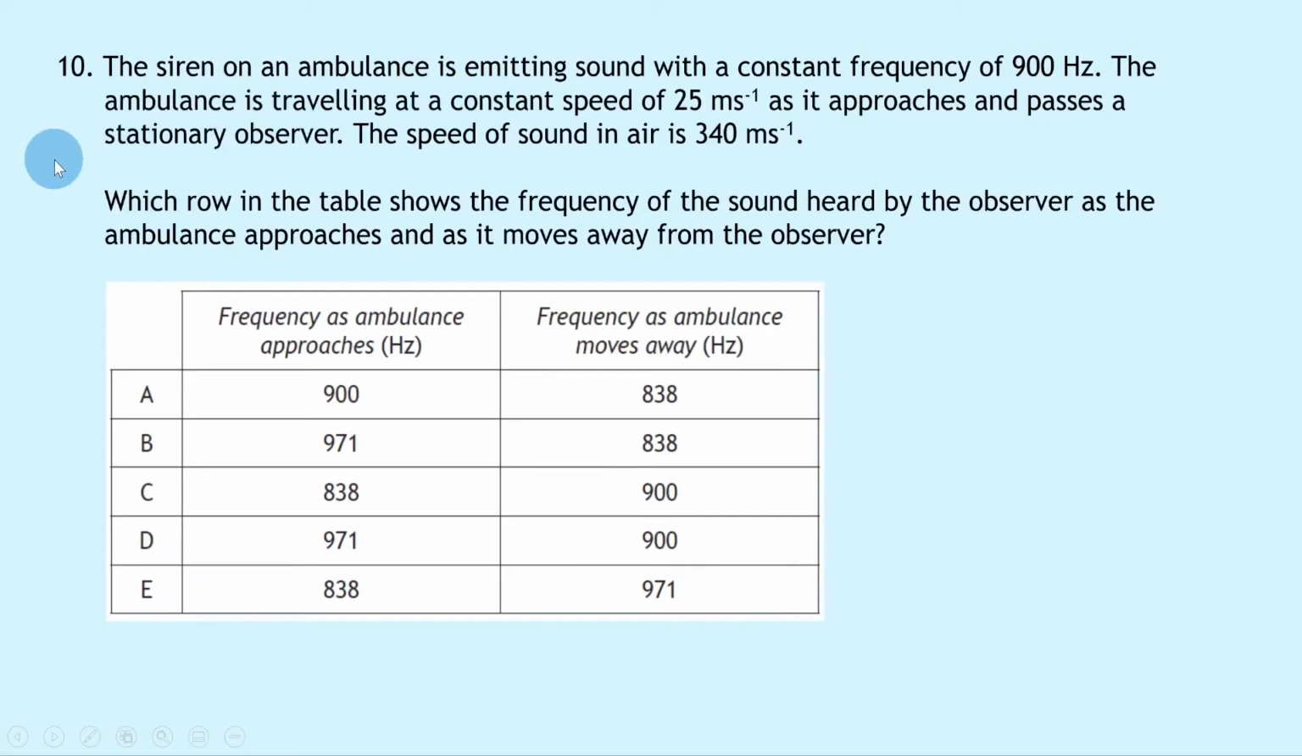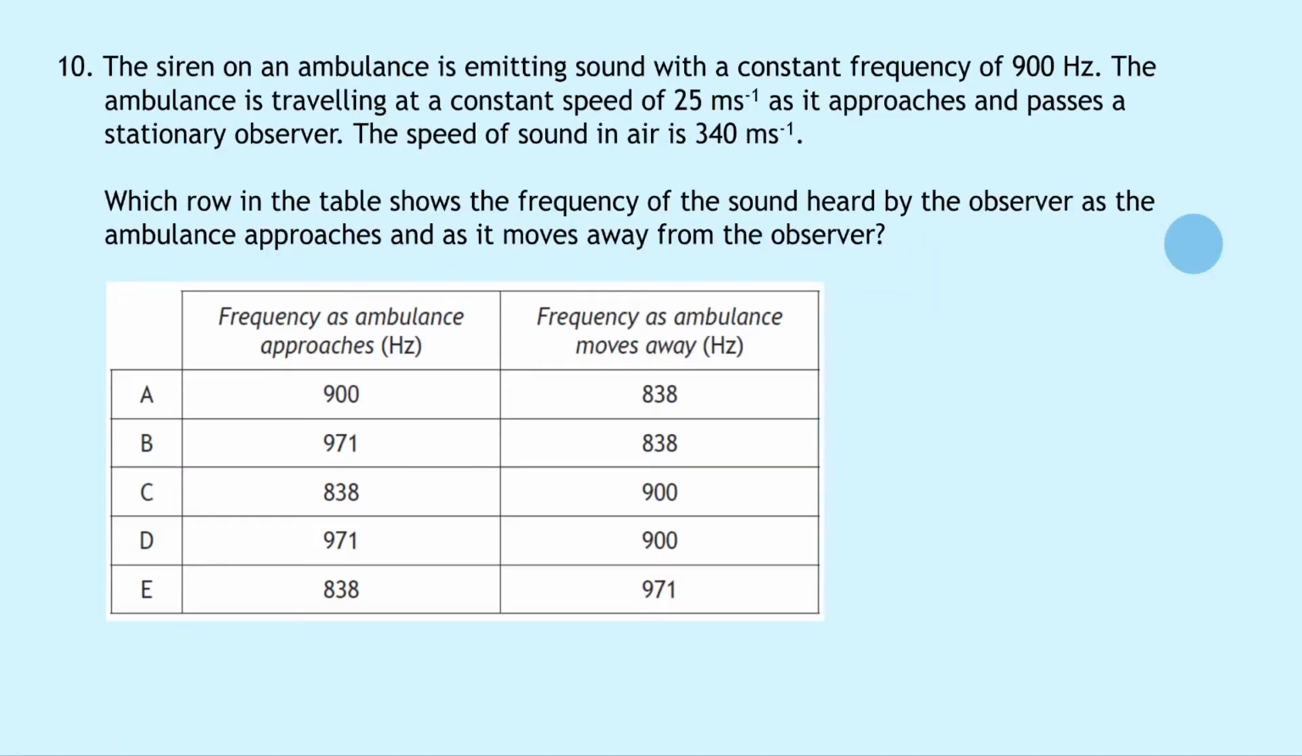Next we have question 10, which says the siren on an ambulance is emitting sound with a constant frequency of 900 Hz. The ambulance is travelling at a constant speed of 25 meters per second as it approaches and passes a stationary observer. The speed of sound in air is 340 meters per second. Which row in the table shows the frequency of the sound heard by the observer as the ambulance approaches and as it moves away from the observer?